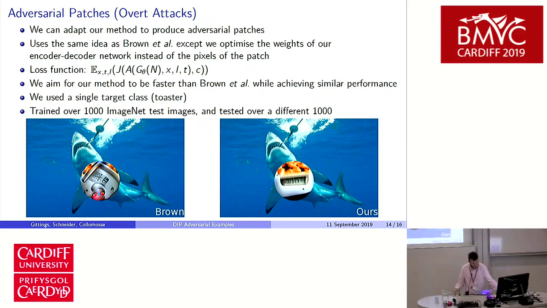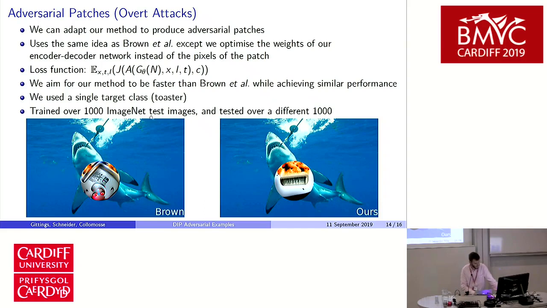So then we've adapted this method to produce our own adversarial patches, and again we've made effectively the same change. This is the same encoder-decoder network as before. We just put that there instead of the patch. But other than that, it's the same. We're averaging over this training set of 1,000 images in different locations, different transformations. So our aim was for our method to be faster while achieving the same performance.